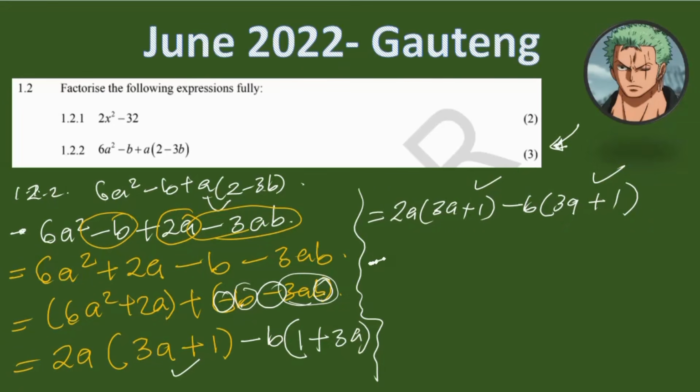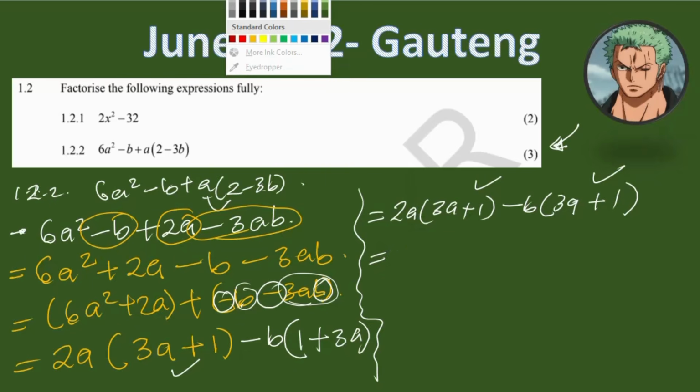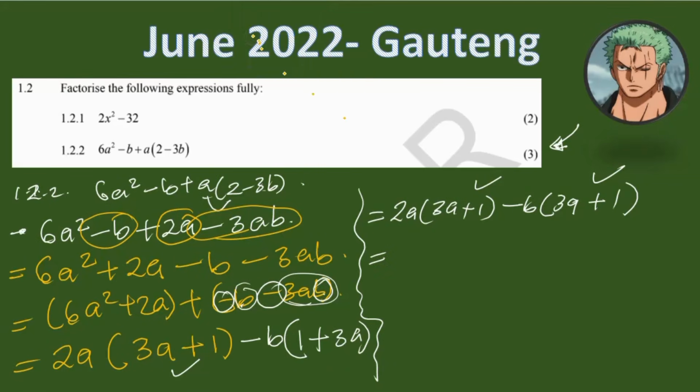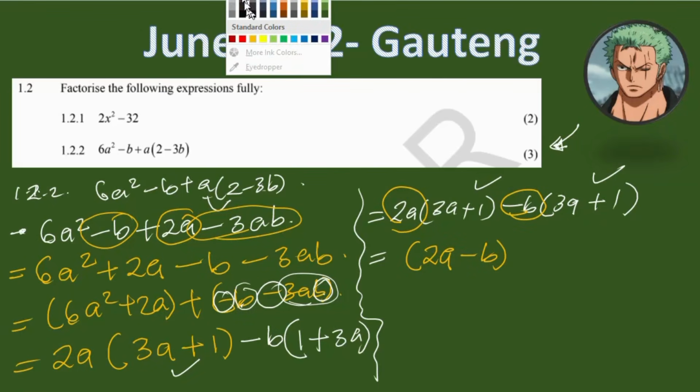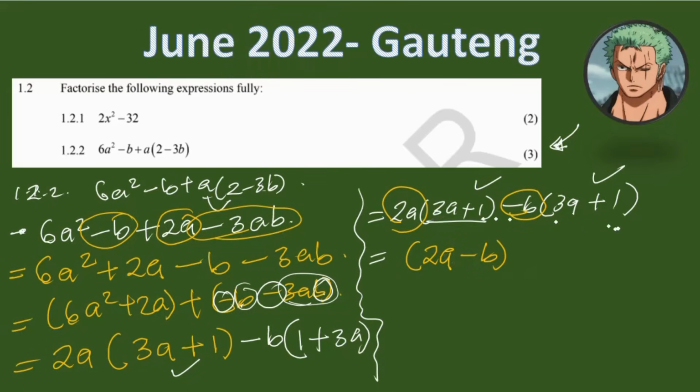What am I supposed to do? I'm going to take these items. The common factors, I'll group them together. So that is 2a minus b. Afterwards, the common brackets, I'll group them together, which is these ones. I'll have 3a plus 1. See how nice is that? Maths is beautiful, guys.